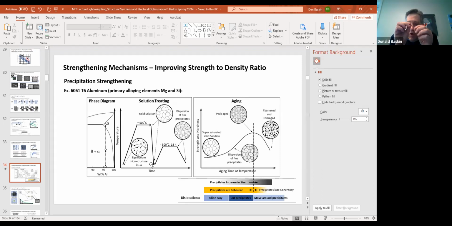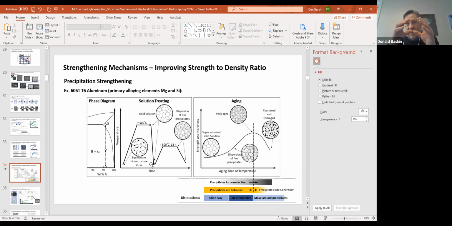Okay, so as these little precipitates begin growing, the atomic planes of the precipitate line up with the planes of the aluminum. Okay, they call that a coherent precipitate. And these things grow with time and temperature.